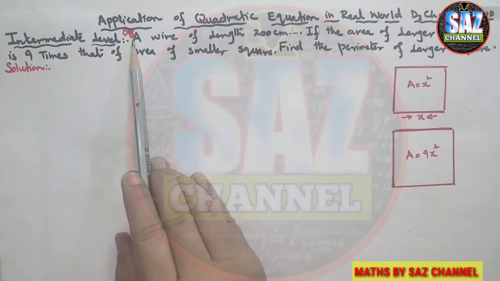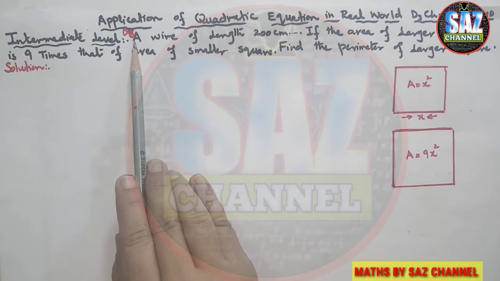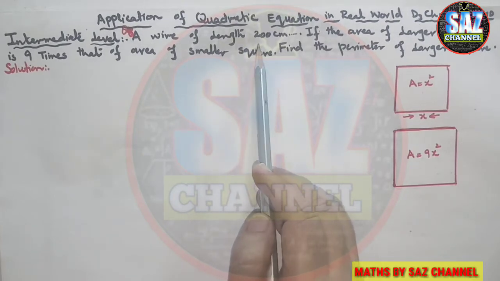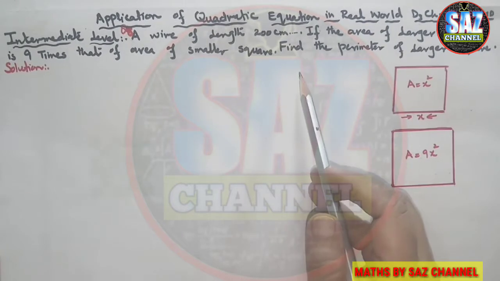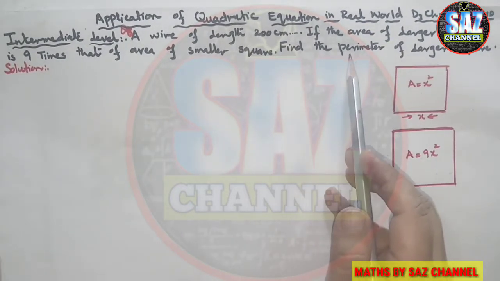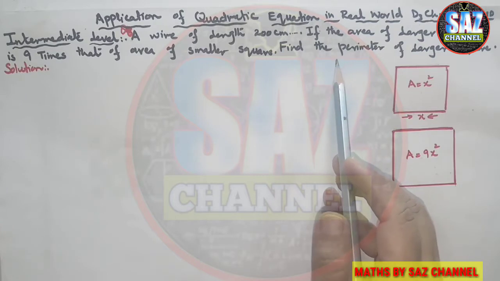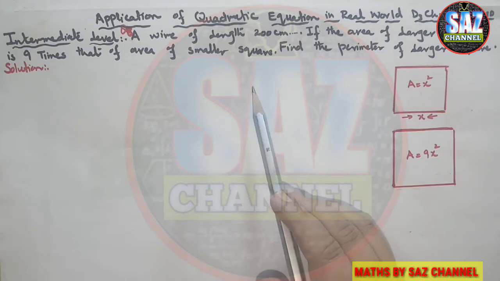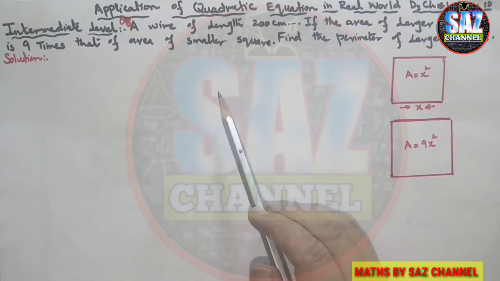It's really important to read, underline and understand important terms of the question. Question says a wire of length 200 centimeter is cut in two parts and each part is bent to form a square. If the area of larger square is 9 times the area of smaller square, find the perimeter of larger square. Before going to the lesson, it's really important to understand the terms of the question.